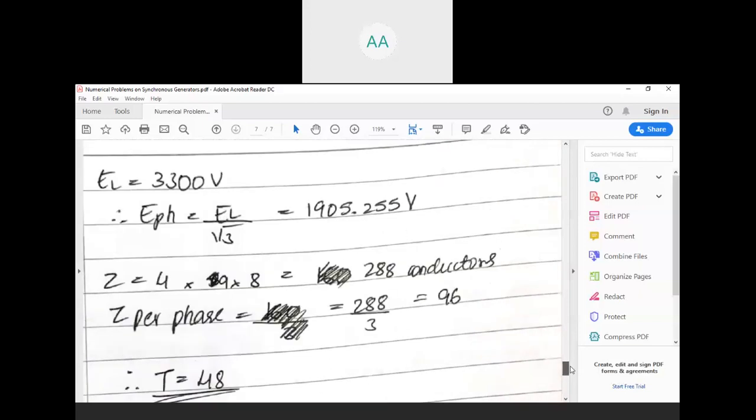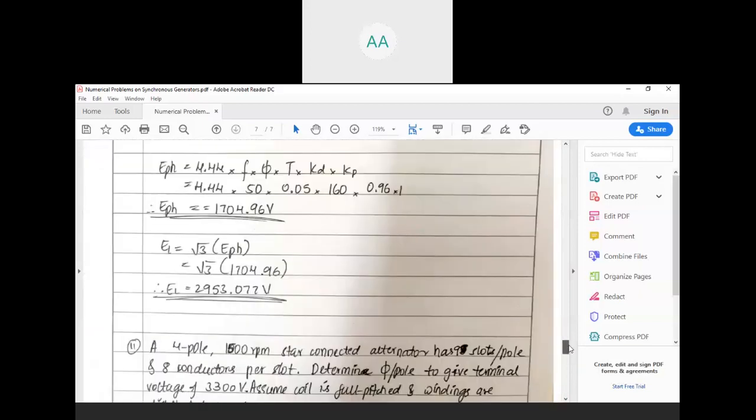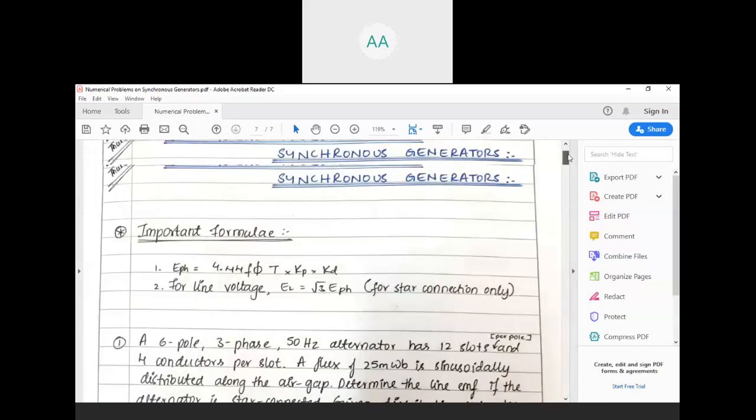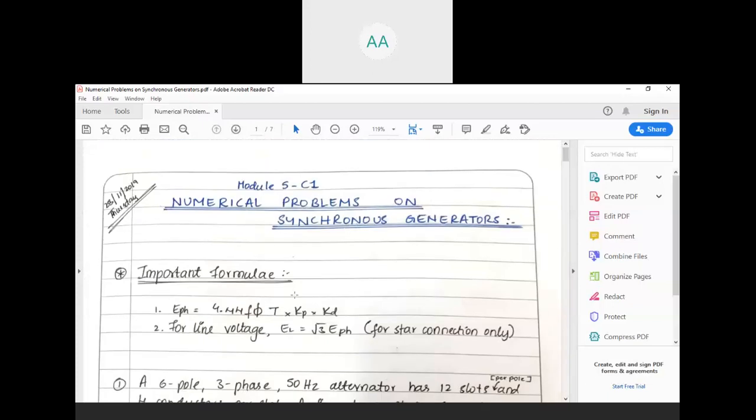See to it that you go through many problems and solve them. I have already shared this document previously in your class group. See to it that you go through it and make the best use of it. Every formula present there, try to solve it on your own, try to change the data, and see to it that you solve on your own. Okay, thank you.